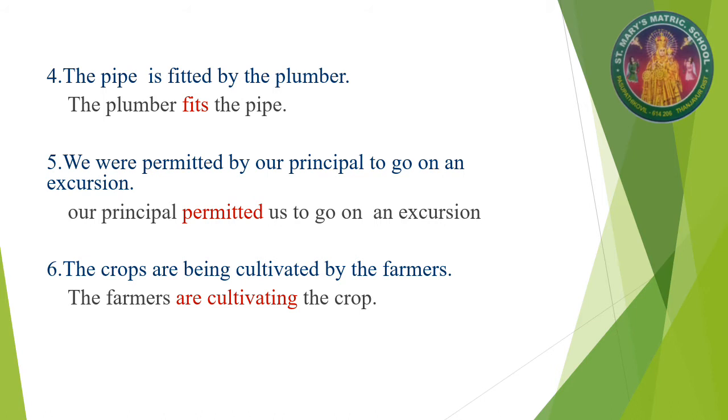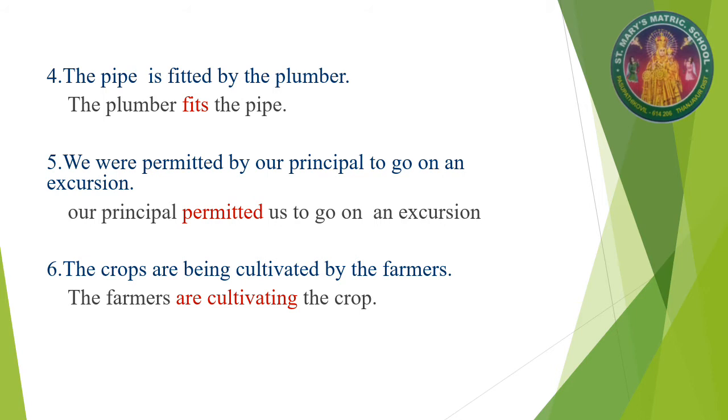So split the sentence now. We is a subject, permitted is a verb form. How to remove the by in active voice. Our principal is an object. To go on an excursion, it is an adjunct here. Adjunct means place, date, timing. So place, now we are going to go for a tour, so it is considered as a place. So you have to write it as it is at last, or otherwise if it is a date or a day, you can write it in the beginning itself.